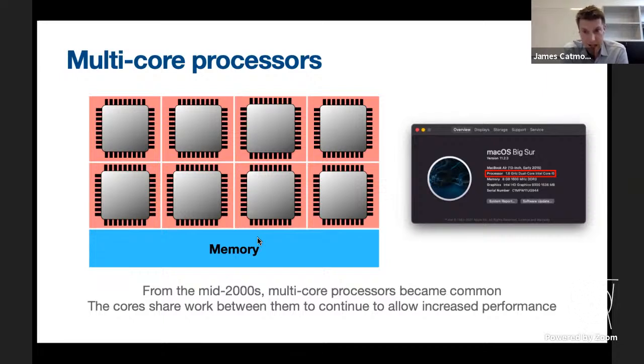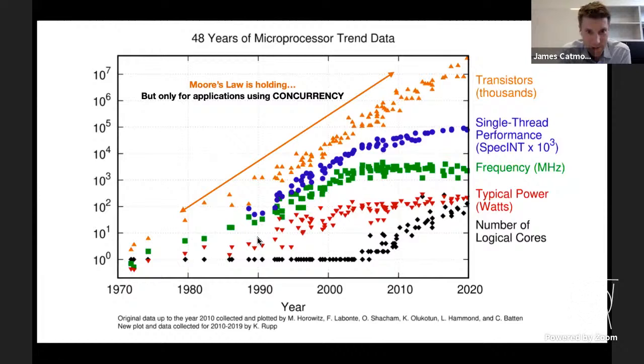It's highly likely, if you look at the information about your laptop or any computer that you've got, that it has more than one core in there. So that's how we've been enabled to continue. Computers have continued to get more and more powerful, even though the performance of a single core has not been getting faster. And you can see this from this plot that I'm showing now.